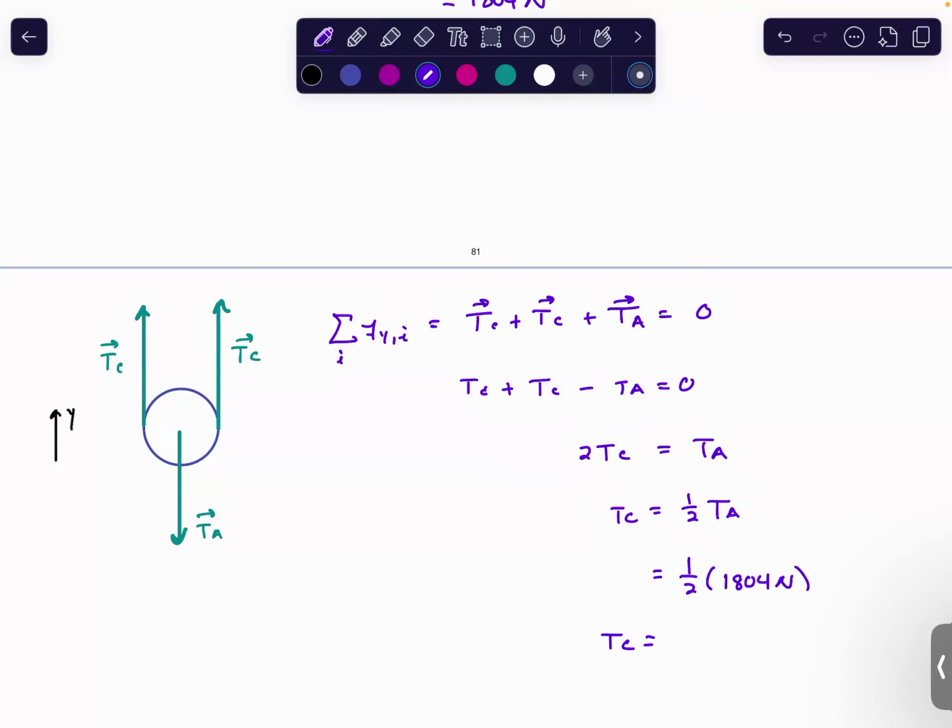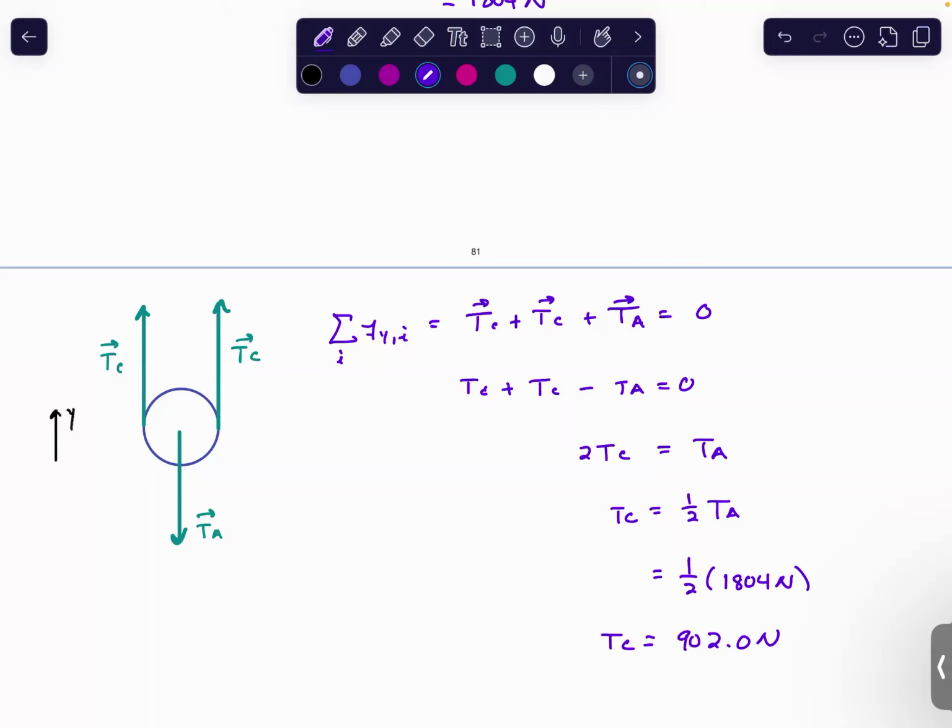So tension C is going to be about 902 newtons. And so again, this was part of what used to amaze people in the Middle Ages about pulley systems. Because you have this mass no one could lift. Well, as you notice here, I have 2 pulleys, and that cuts in half the amount of force that I have to use on the side to lift that weight.